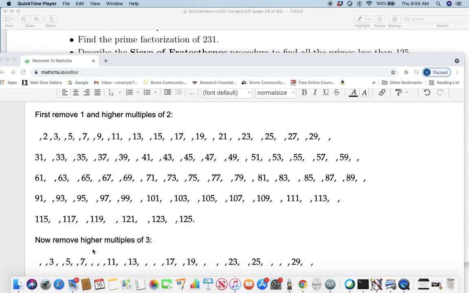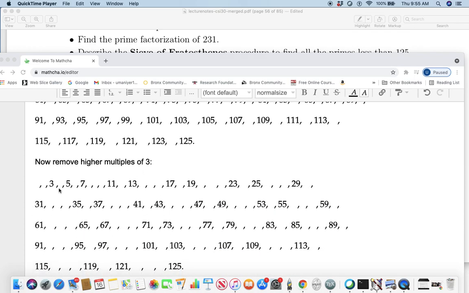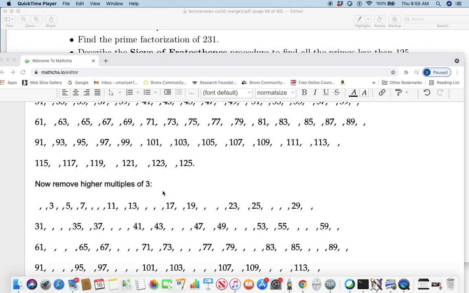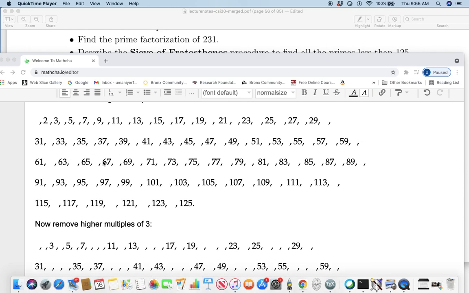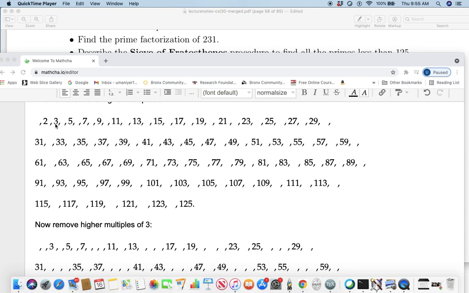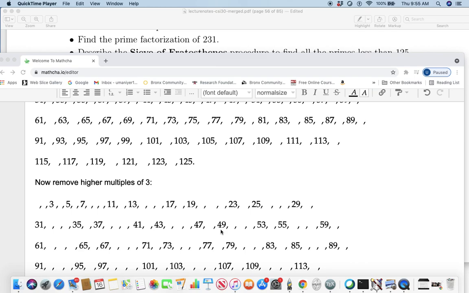Next, remove higher multiples of 3. Okay, so you're poking more holes. You keep 3 but remove 6, 9, 12 and so on. 12 was anyway removed. Basically whatever was left over. Okay, so higher multiples of 3, here is 9. 9 gets removed, 15 gets removed, 21 gets removed, and so on.